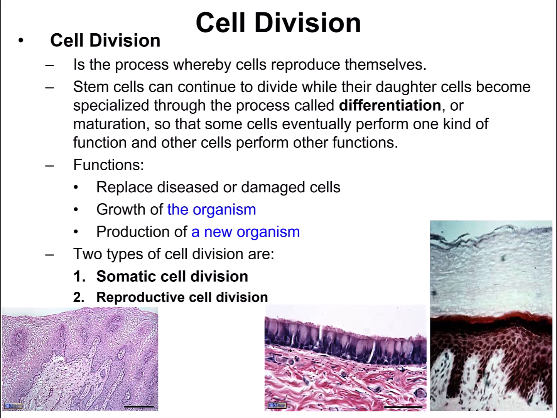When you look at the functions of cell division, this is to replace diseased and damaged cells, growth of the organism, and production of new organisms. There are two types of cell division: somatic cell division and reproductive cell division.